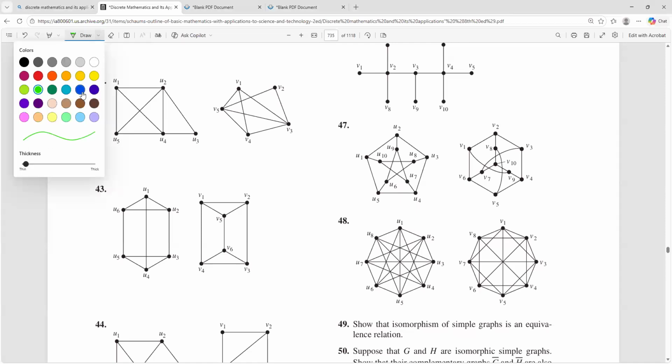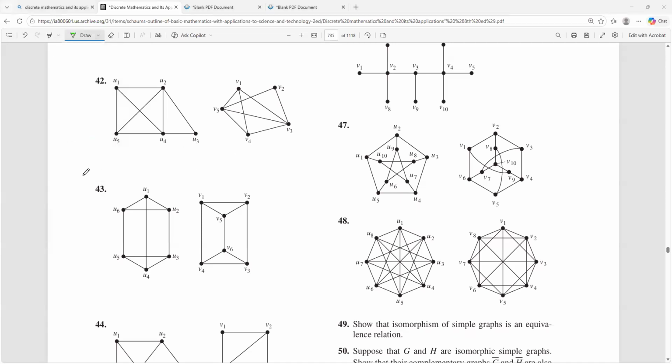When it comes to isomorphism, it's 43. Oh, 43, yeah. Some of them are easy to eyeball.